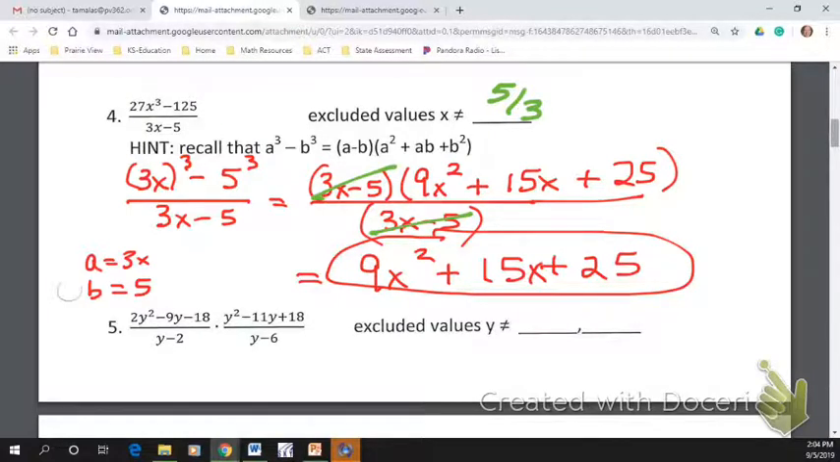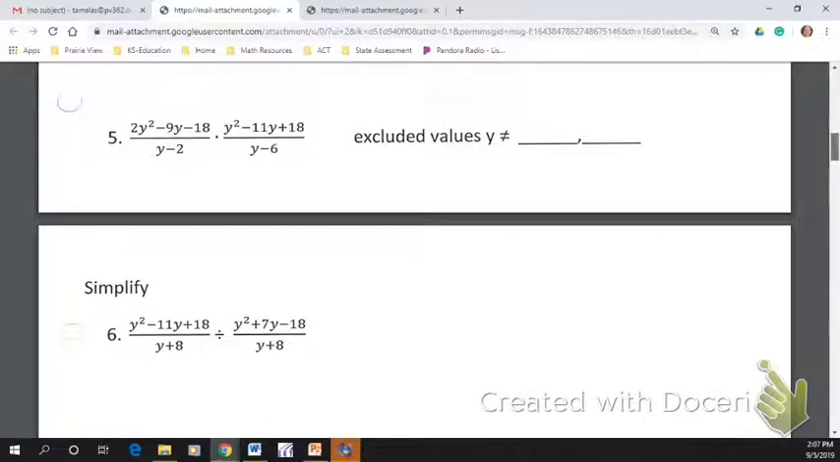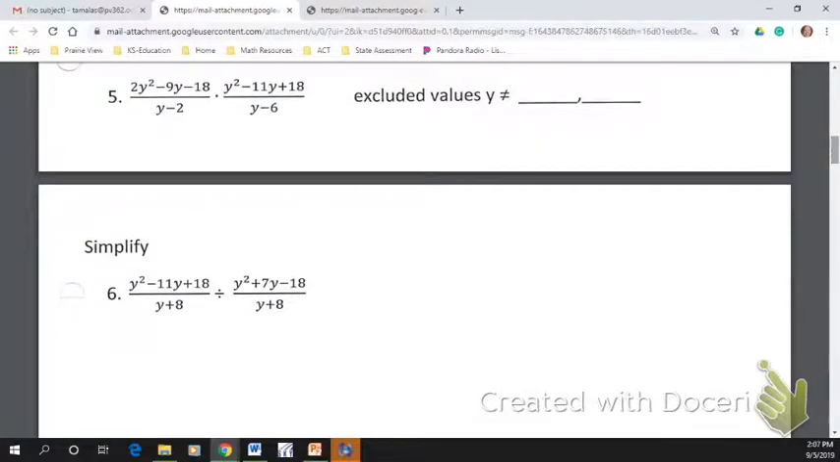All right. Number 5. So number 5, I am multiplying two fractions together. So to multiply them together, I'm going to want to simplify as much as possible. What are my excluded values? They're pretty easy to see right off the bat. Y can never be a 2 or a 6. Okay, now the bottom's already factored. This one's easy to factor without a box. That one I'm going to need a box.